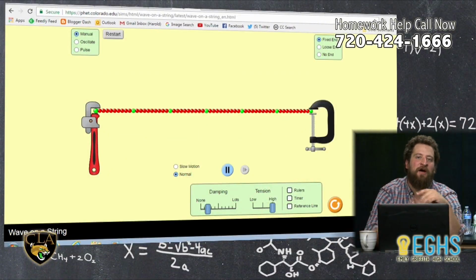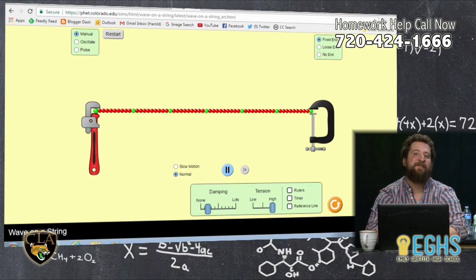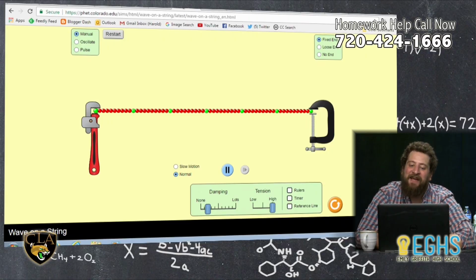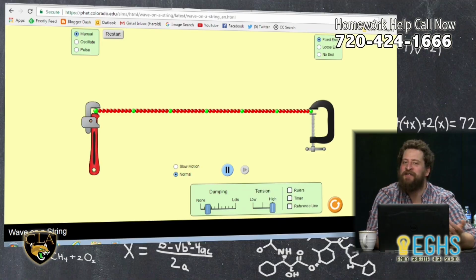Briefly, I just wanted to make a plug for this interactive simulation. There's a really great website maintained by the University of Colorado called PhET Simulations. And there's tons of interactive online simulations to learn about different things through science. I use this with my physics students when we studied waves recently.